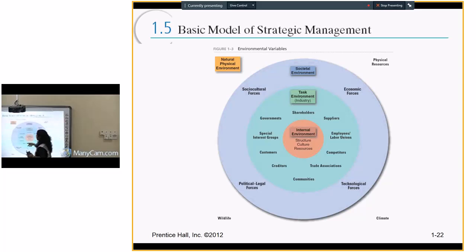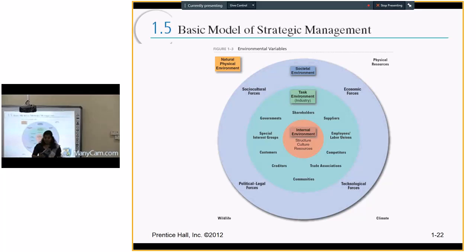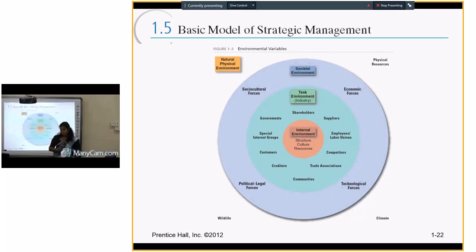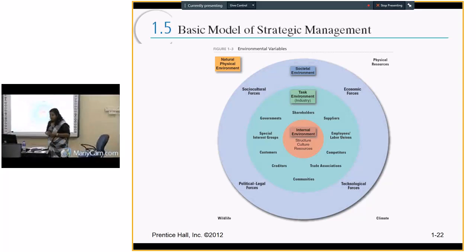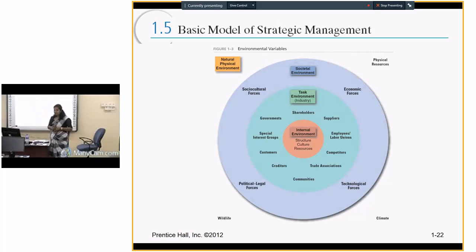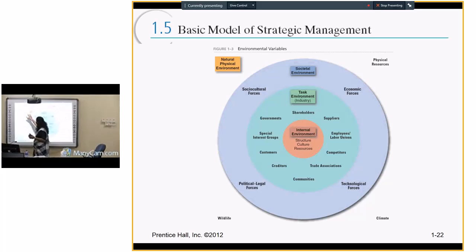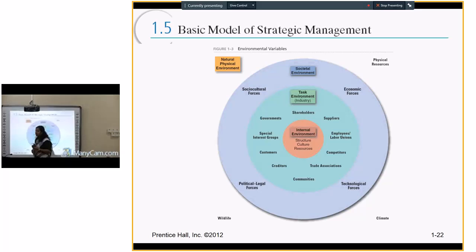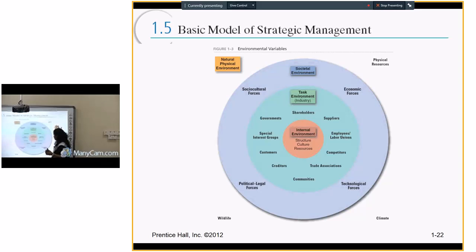And also what is happening in the natural environment, because in today's perspective, environmental sustainability is becoming a big threat towards the organization. Therefore, we have to think about what might happen, what might be the variables coming from the natural environment. Whether the process might become harmful for the resources, wildlife, climate. So those things we have to bother about.